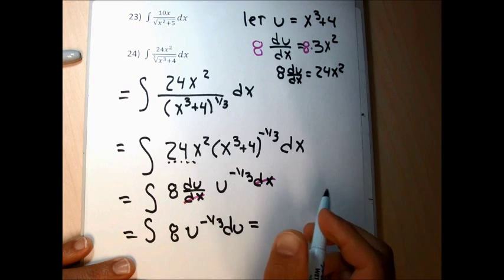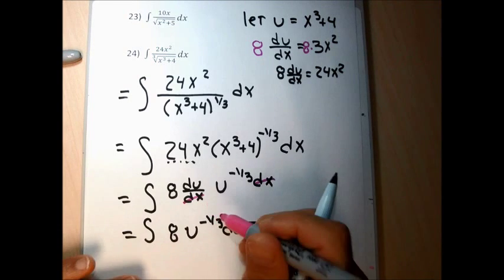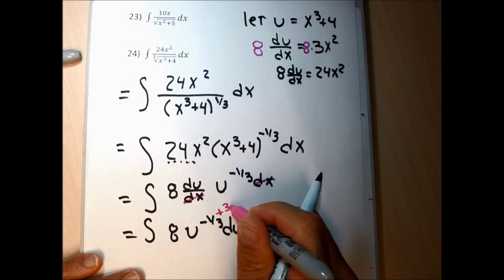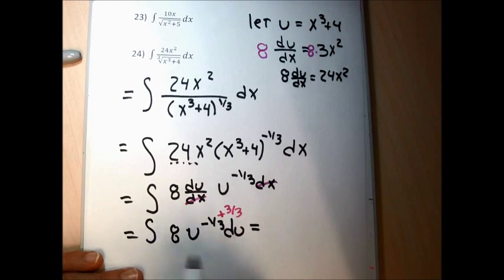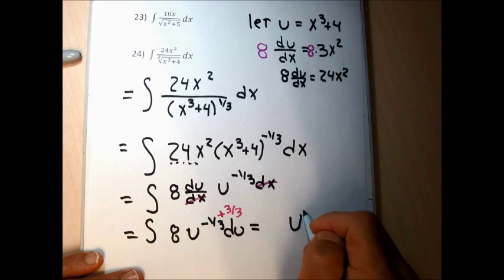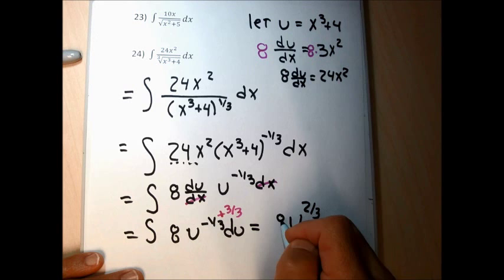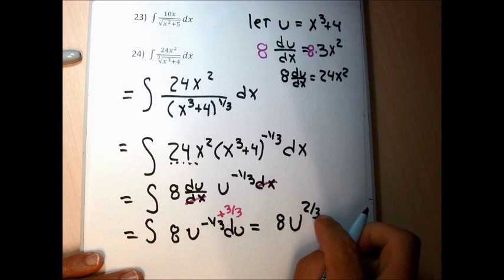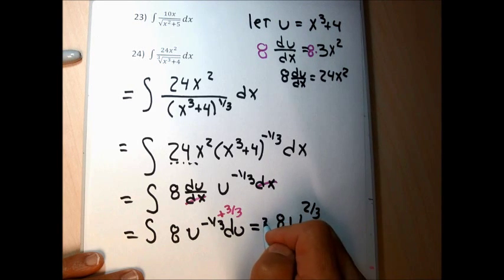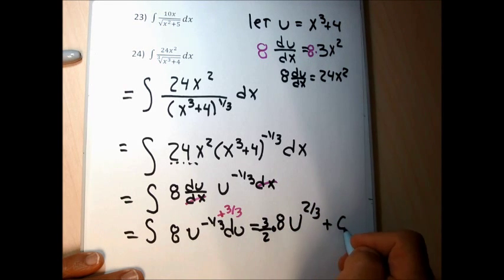Now I'm going to add 1 to the exponent. Negative 1/3 plus 3/3 is going to give me positive 2/3. So the exponent's going to turn to positive 2/3. There's already an 8 in front, and instead of dividing by 2/3, I'm going to multiply by 3/2. I tack on that plus c.